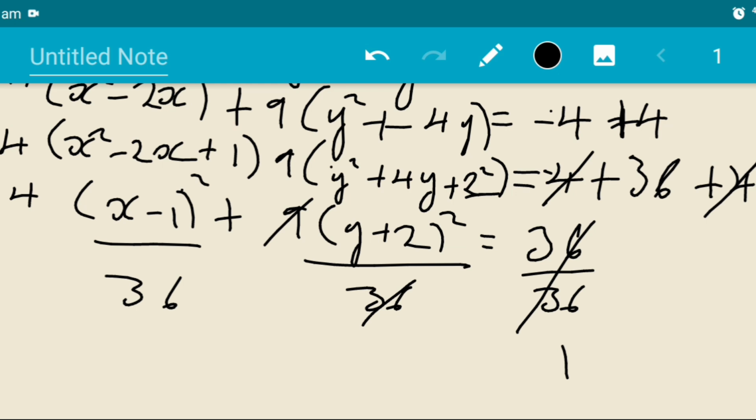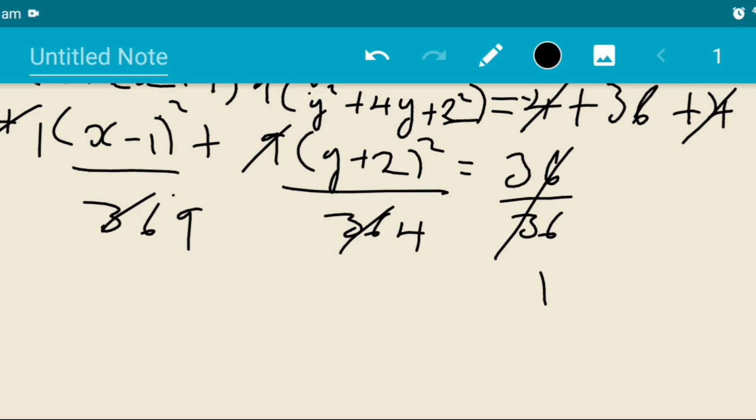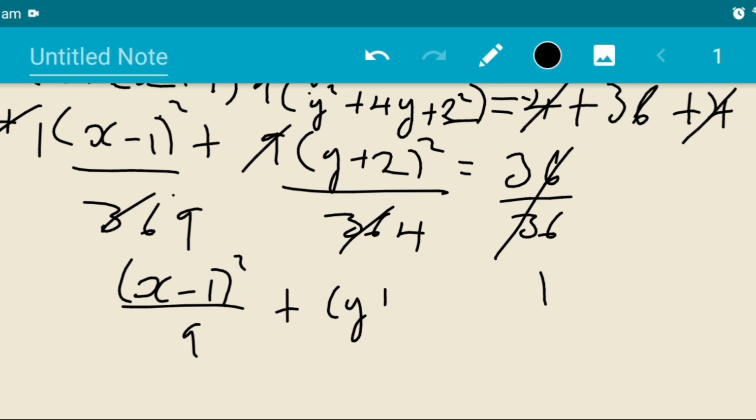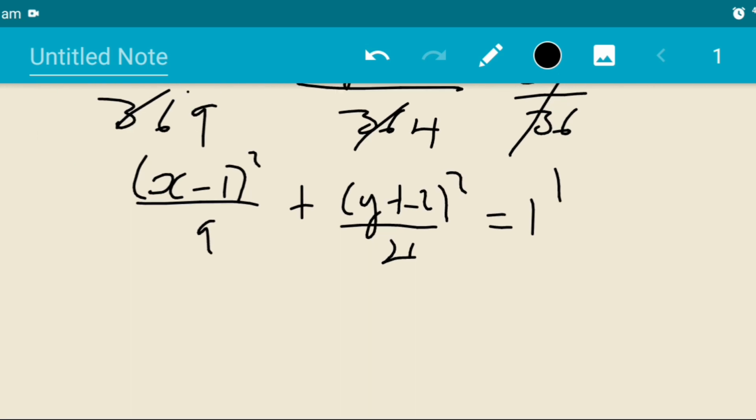9 into 36, that's a 4. Then 4 into itself, 1. 4 into 36, that's a 9. So what we're going to have finally is (x minus 1) squared over 9 plus (y plus 2) squared over 4 should be equal to what? 1. So that's a plus right here.